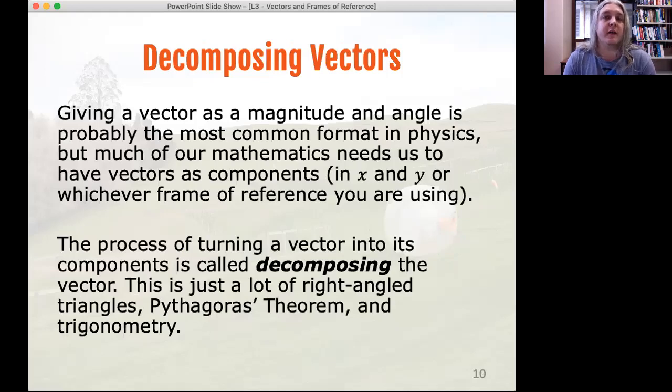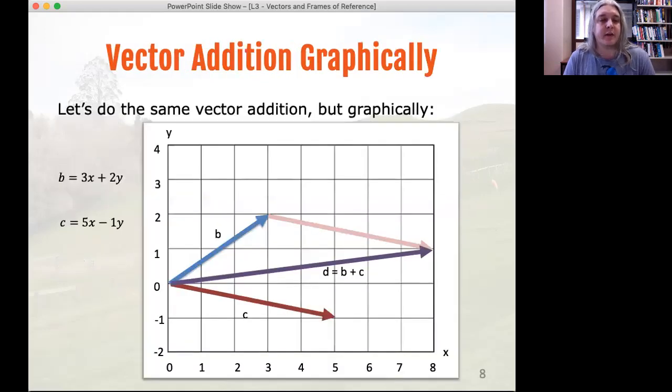However, if you're dealing with vectors that aren't whole numbers, those whole number ones are easy. I'll go back a couple of slides. When we look at this one, that's easy because we know our vectors are whole numbers, 3 across, 2 up, 5 across, 1 down, and so it's clear that we've ended at 8 across, 1 up. But as soon as you get into vector addition or any kind of vector mathematics where the vectors are not whole numbers, then it can get a bit messy graphically.